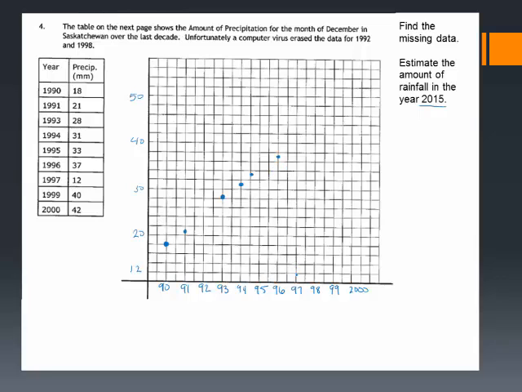1997 I come back down to 12. 1998 I have no data. 1999 I'm up to 40. And 2000 I'm at 42. Now this data here is called an outlier.